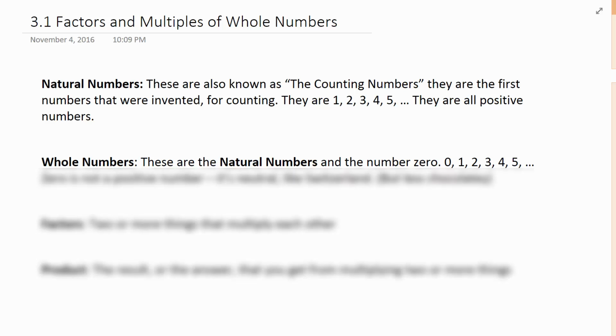0 is not a positive number. It is not a negative number. It is neutral, like Switzerland, but less chocolatey.